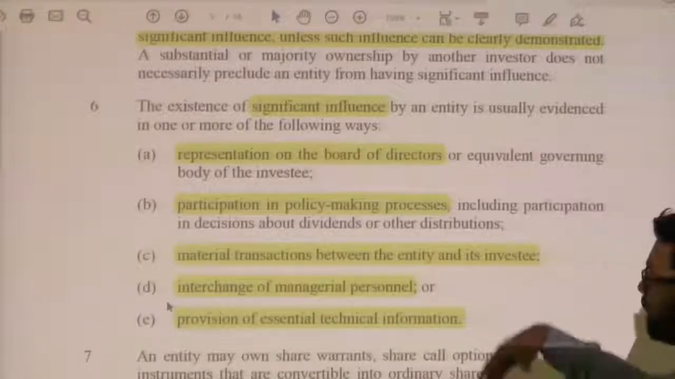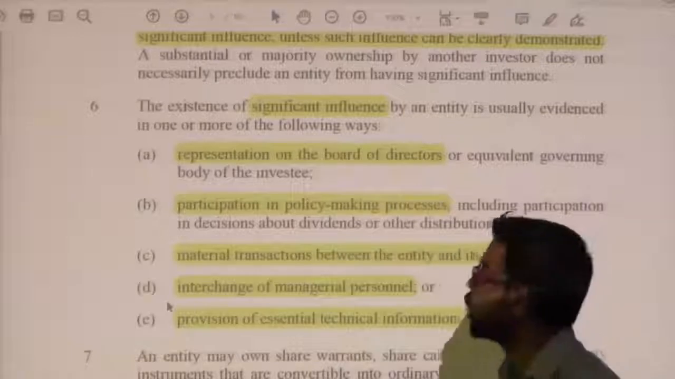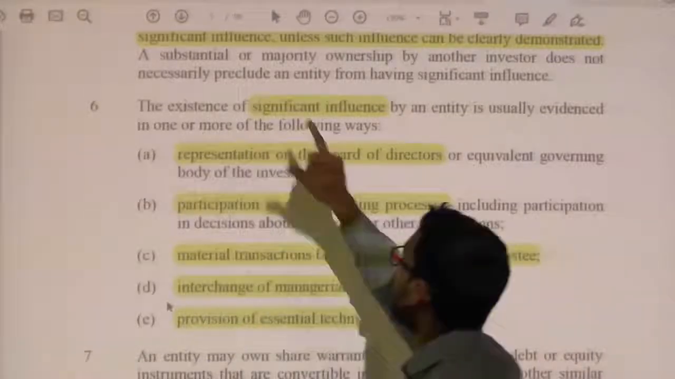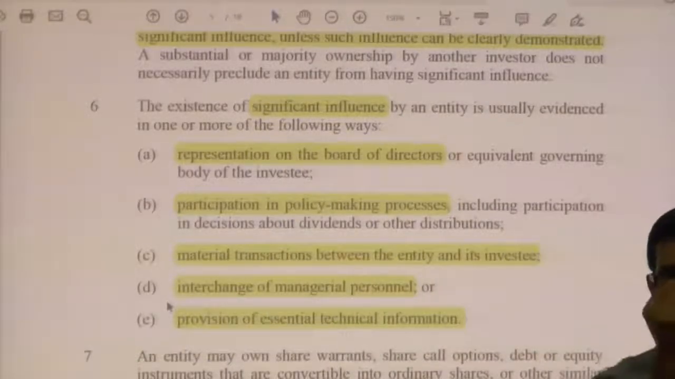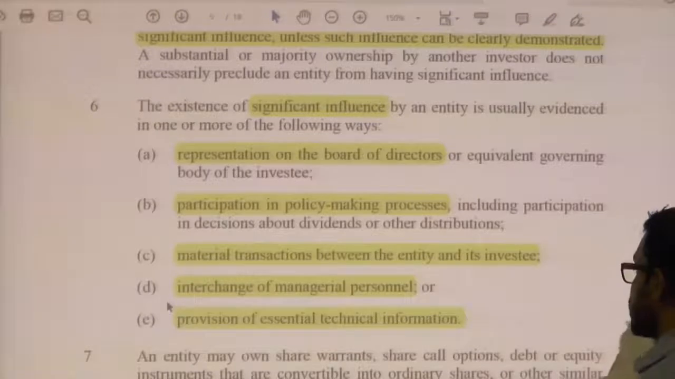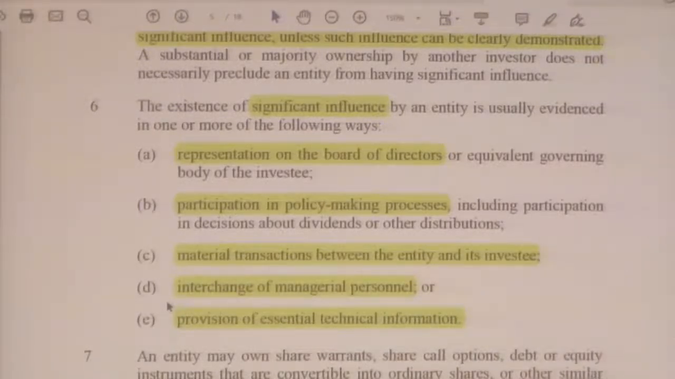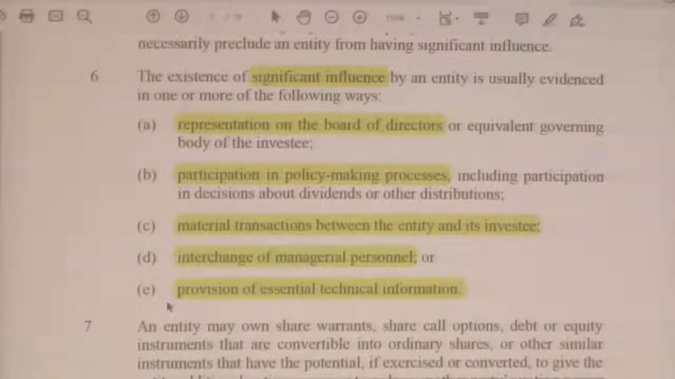Don't try to remember. Paragraph 6. In one or more of the following ways. If you are satisfied with one condition, you have significant influence. Don't misunderstand. All these conditions need not be satisfied to identify them as associate companies. Only one condition is more than enough. Right? Fine. Significant influence.